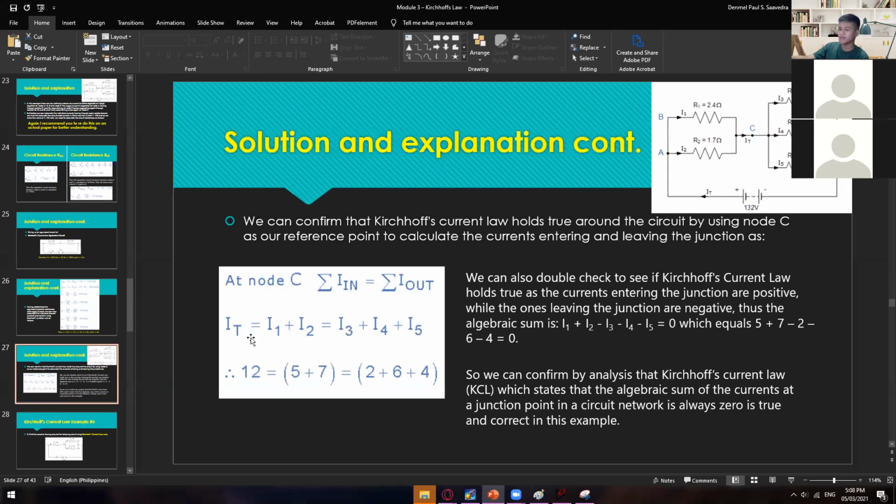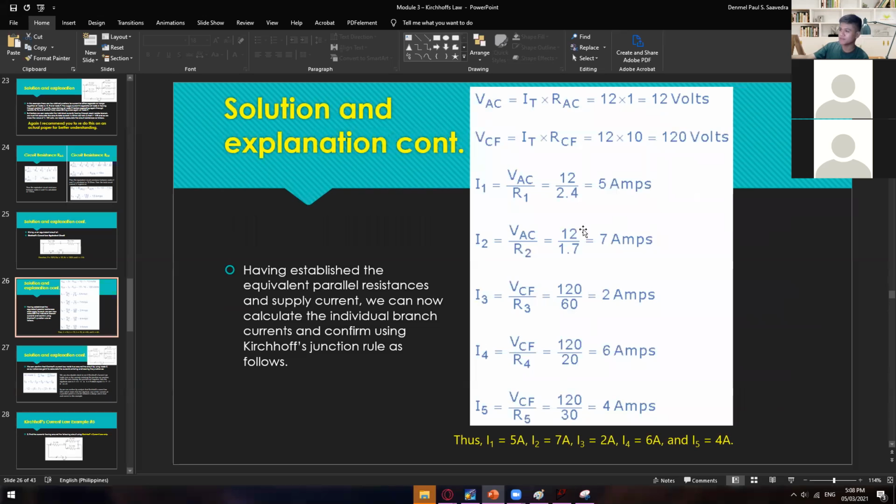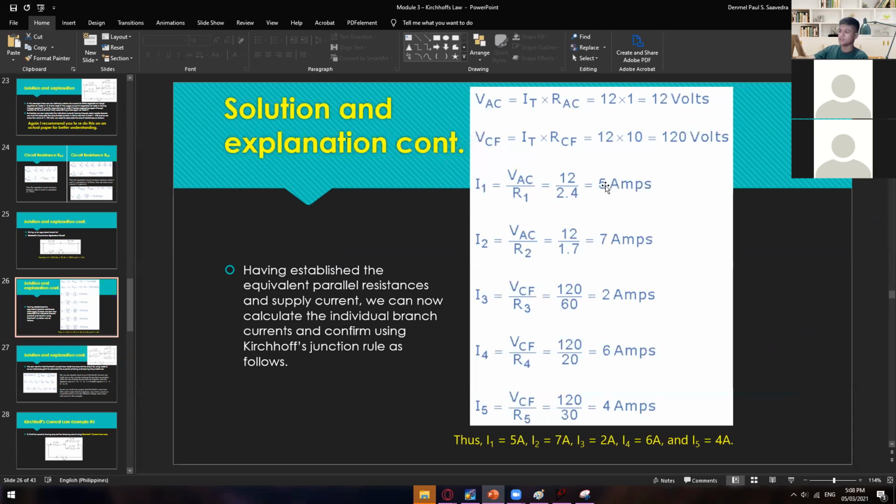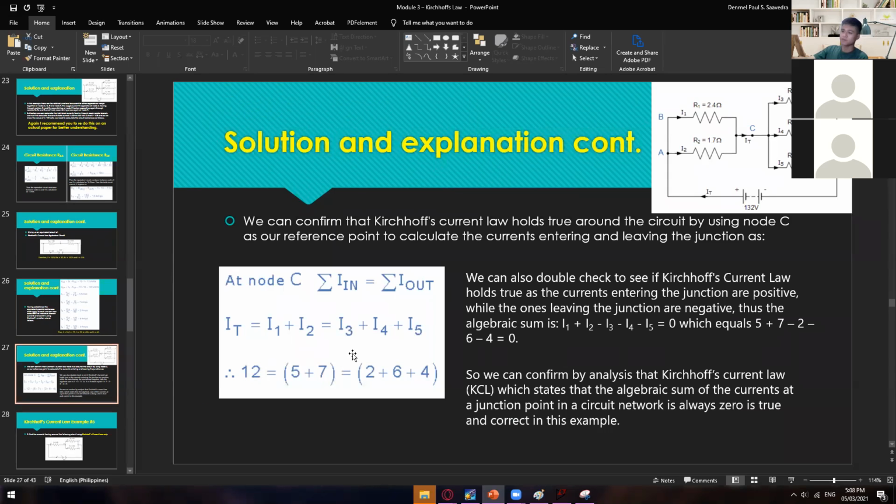Okay, and then if you want to check the values that you have got for I1, I2, I3, I4, I5, you can use this law, the KCL. Okay, so we have this total current, which is 12, and then I sub 1 plus I sub 2, which is 5 plus 7 is 12, and then we have I3, I4, and I5, which is also equal to 12. Okay, so in that case, KCL comes into play.